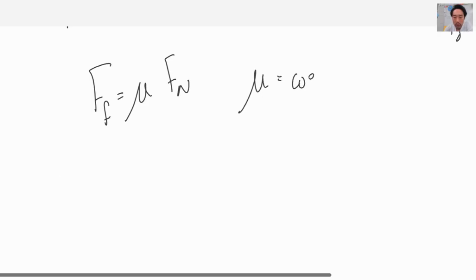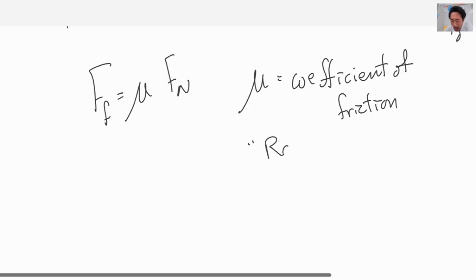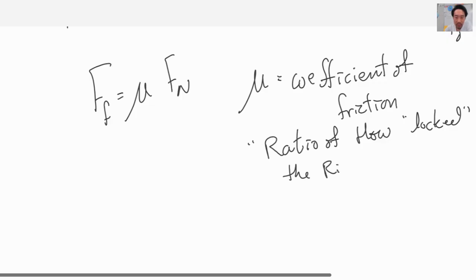So let's go into what the different parts of the formula tell us. If we take a look at the force of friction formula, the general one, we have mu times F of n. What mu tells us is the coefficient of friction. And so another way to think about this coefficient of friction is, I guess, the ratio of how, in quotes, locked the ridges are.